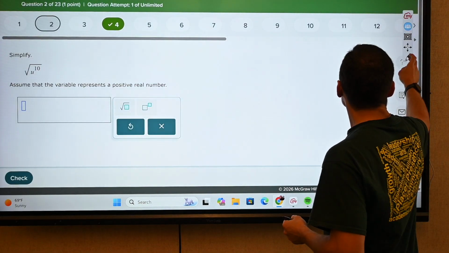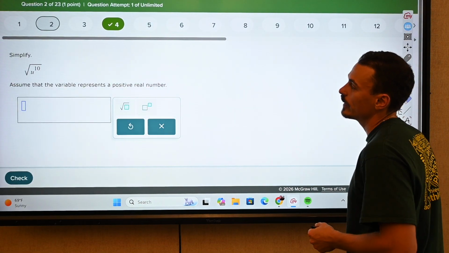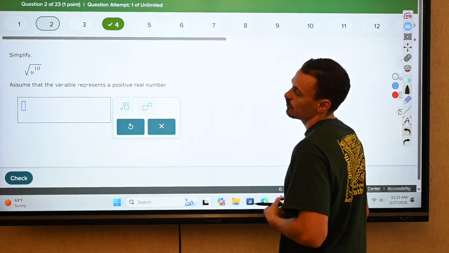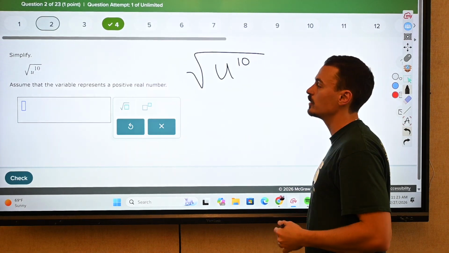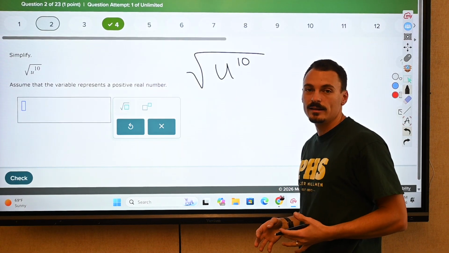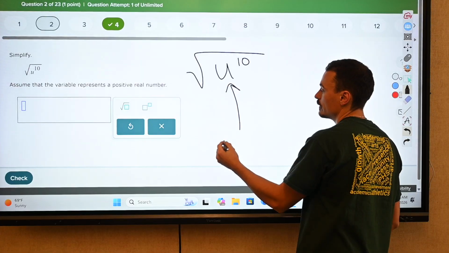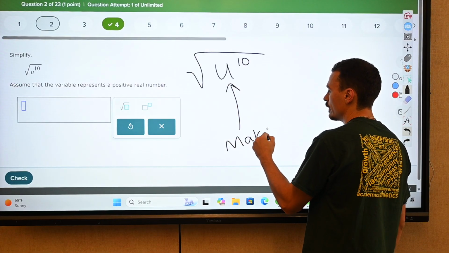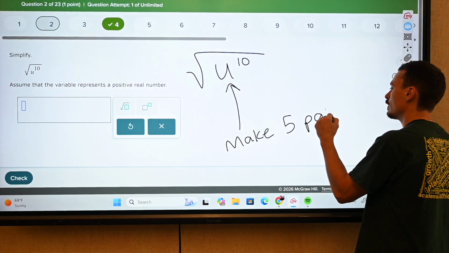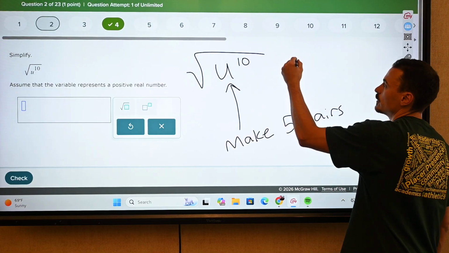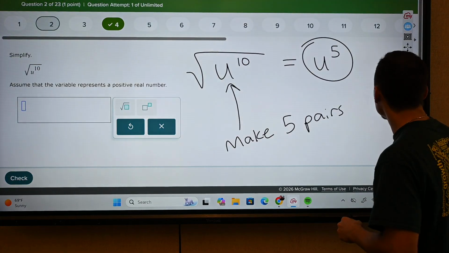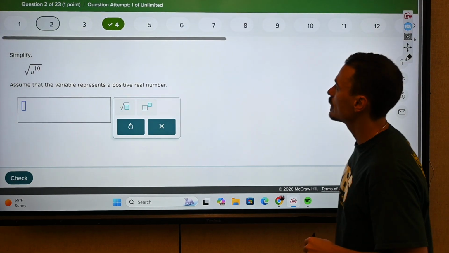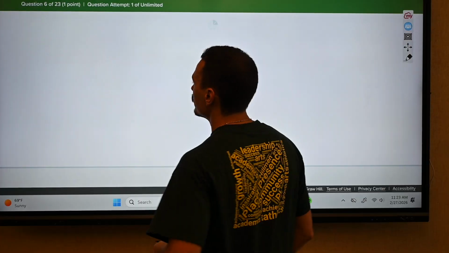Okay, so some students notice right away. For example, this one, you have u to the 10. Some students notice right away, if you have 10 on the inside, then you can make 5 pairs. Right? So our answer would be u to the 5. U to the 5. All right, let's keep going here.